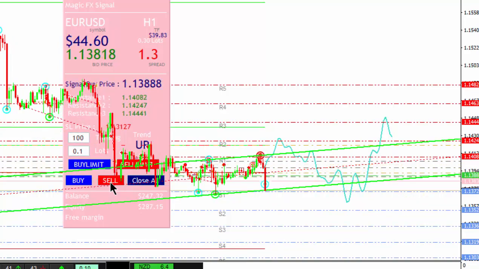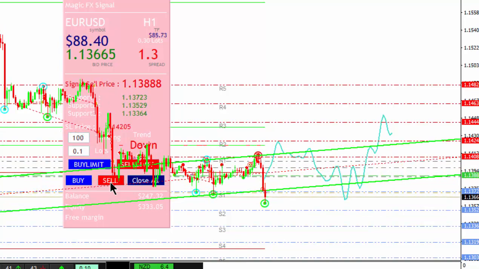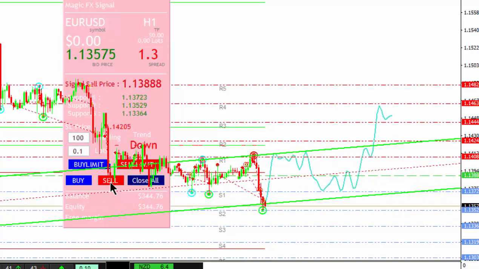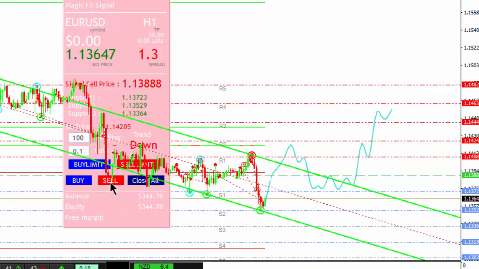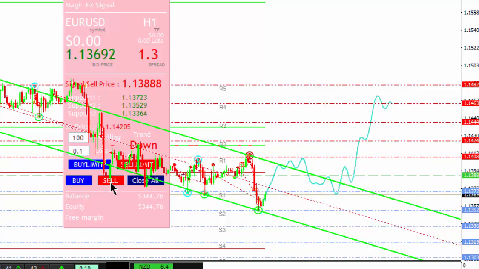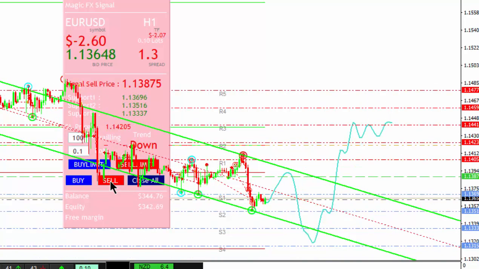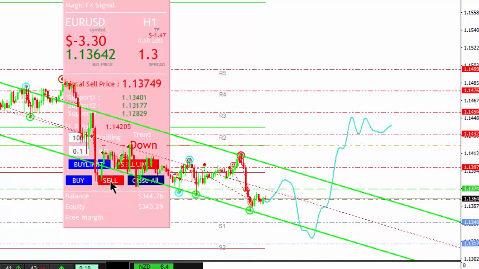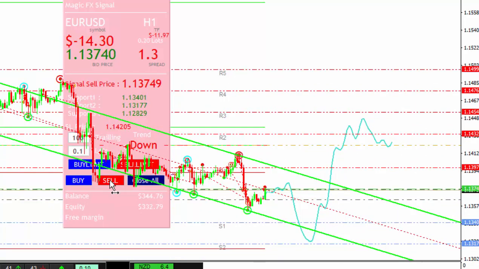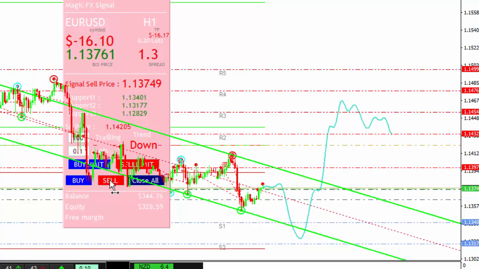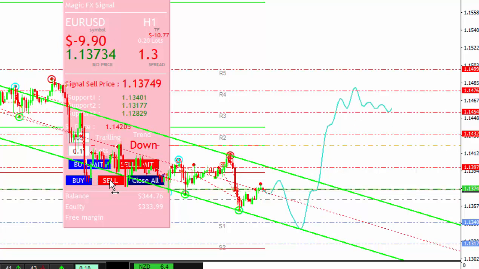Channel continue to go down and down. Trailing working. Yeah, good job. So fun. So easy. Okay, waiting for the price to bounce up. Sell. Sell on signal price. If it bounces up, can sell more.